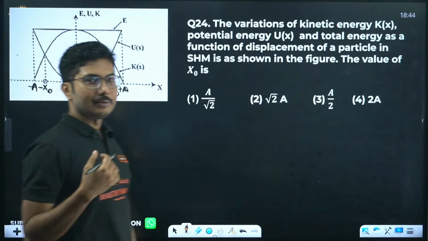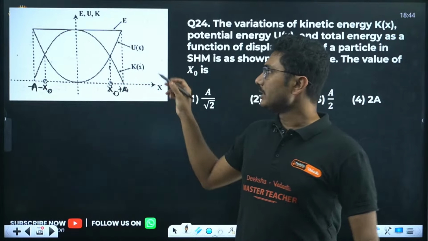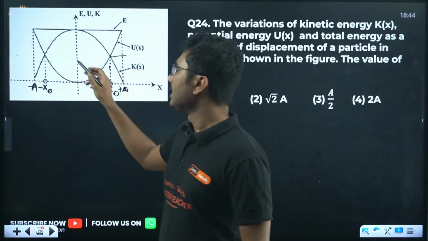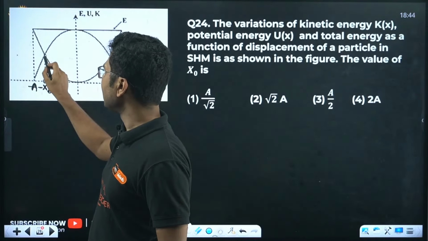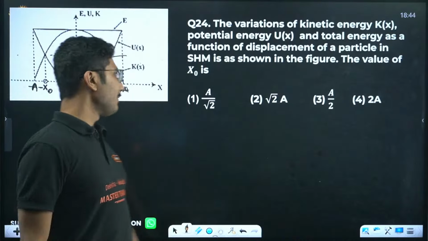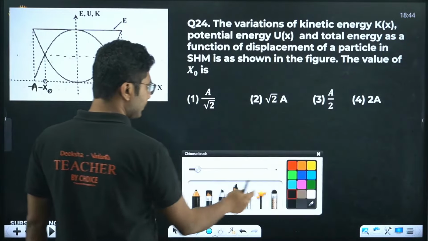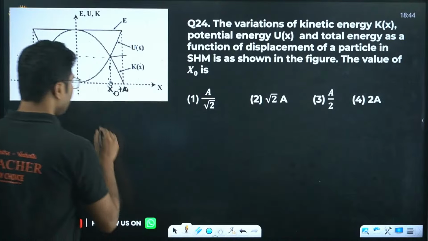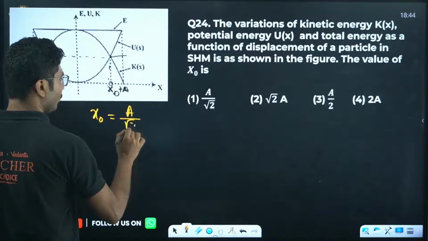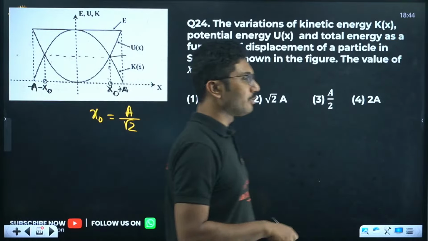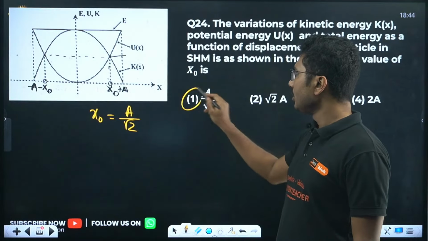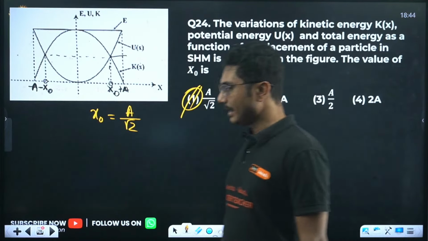Now that is a very unique point. At this point the kinetic energy and potential energy become the same. That's why they intersect. Intersecting means their energy values are the same. Okay, and it is a very unique point which is nothing but the distance A by root 2. Amplitude divided by root 2, at this location the kinetic and potential energy become equal. So the correct answer is option A.